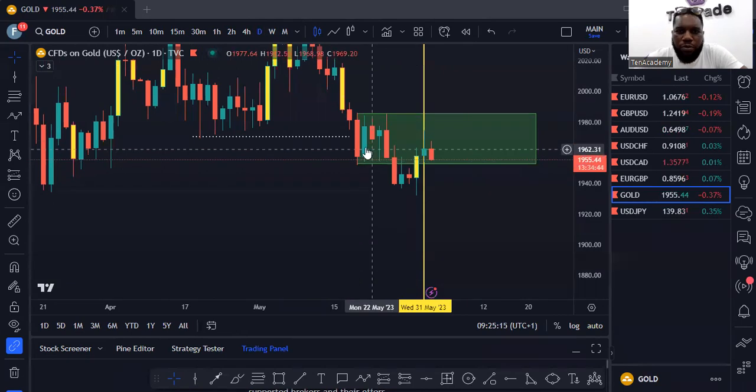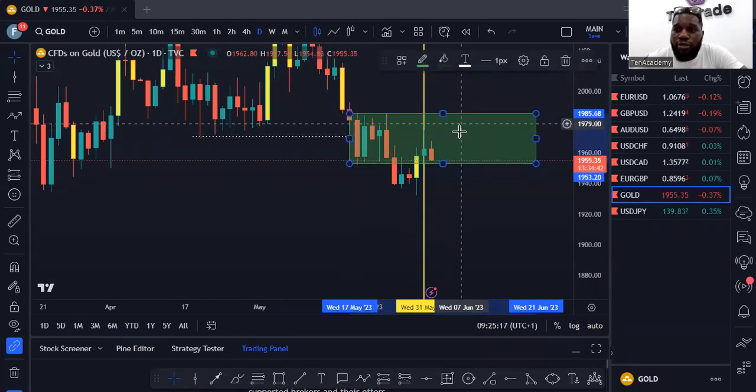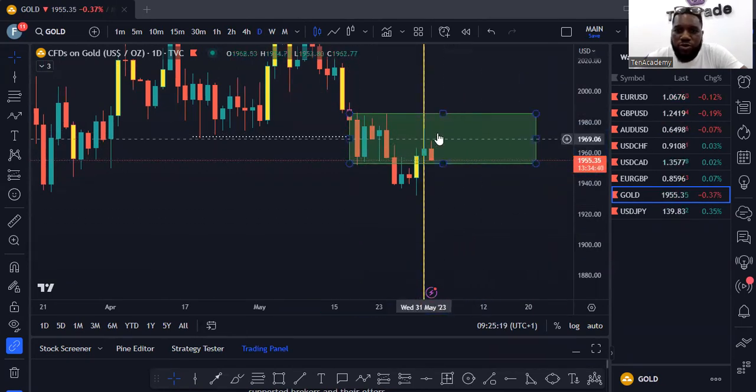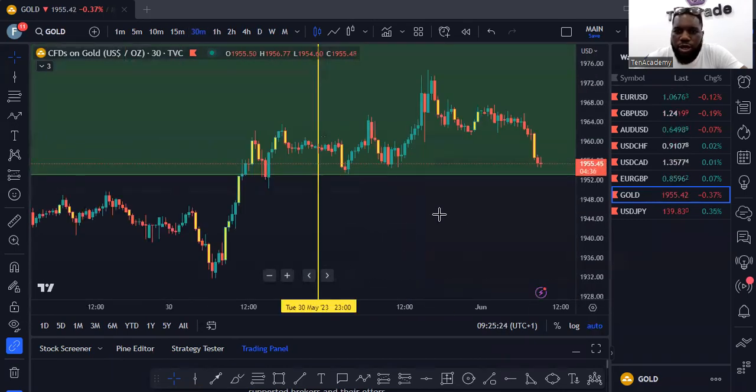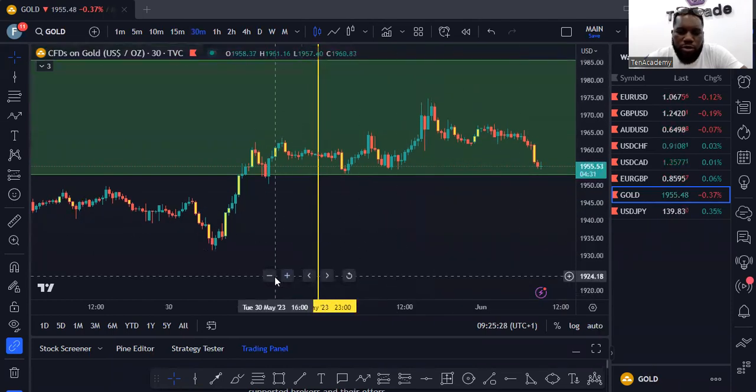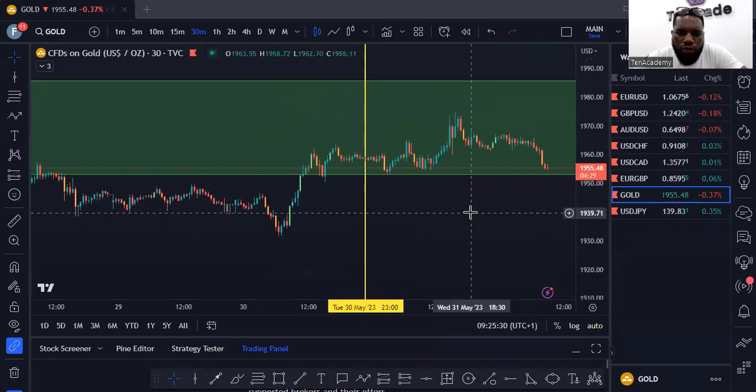So if my higher time frame perspective, or my higher time frame point of interest, is this supply zone here, now I'm going to go to a 30 minute time frame or the 1 hour time frame to find entry. So what do we have going on here?